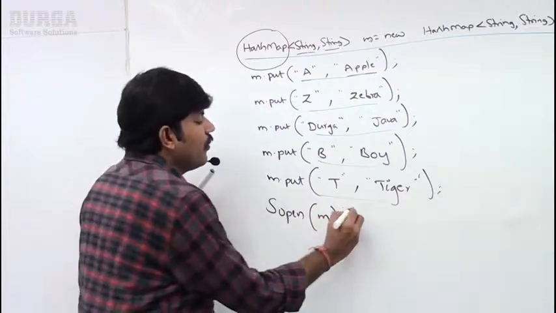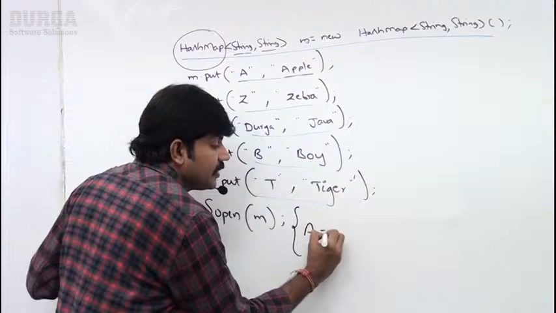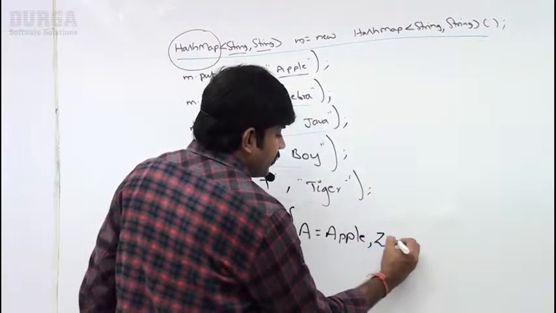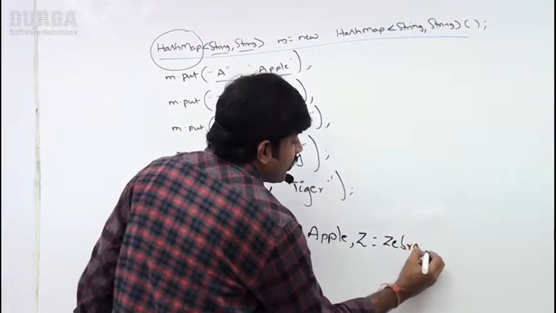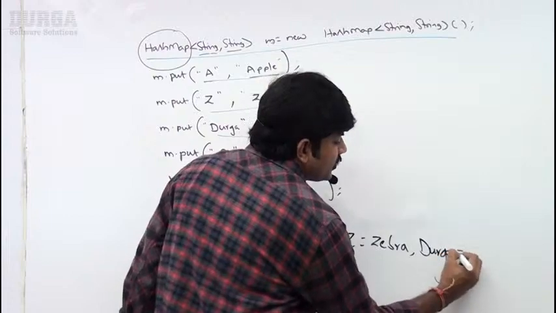Okay, so now let me consider within curly braces: A is equal to apple. Next and after that, Z is equal to zebra. Durga is equal to Java.